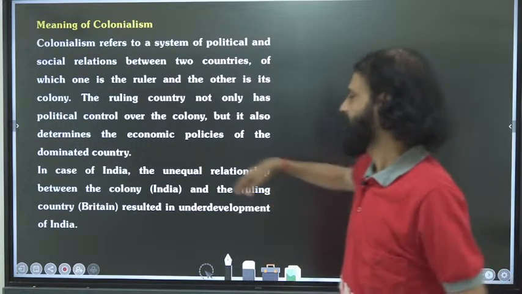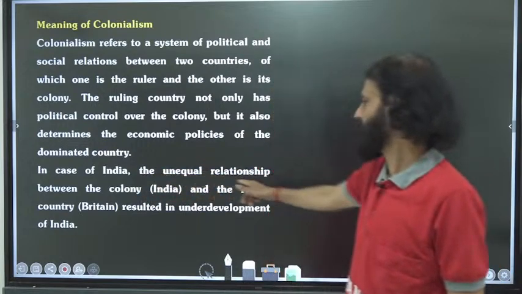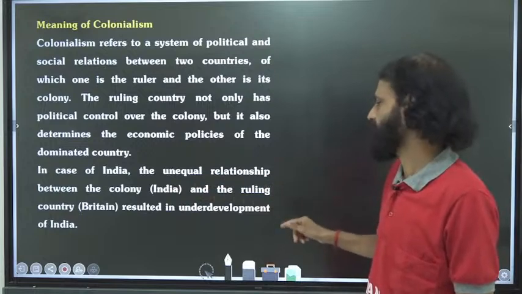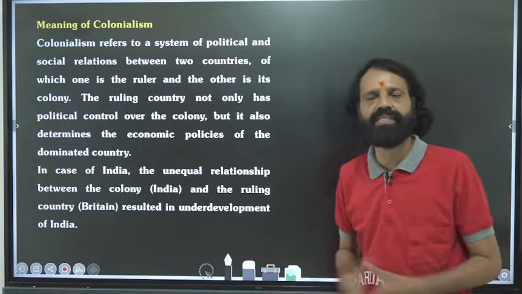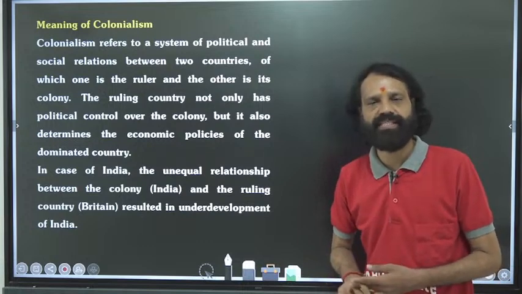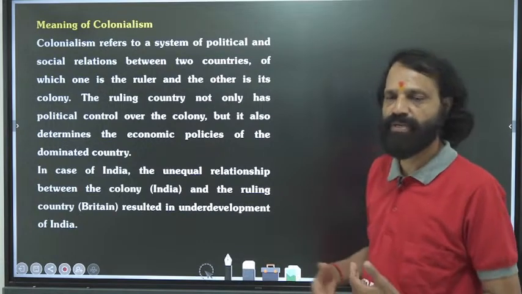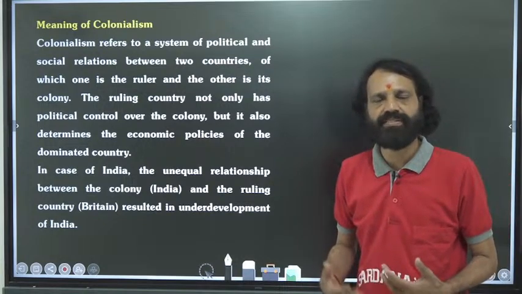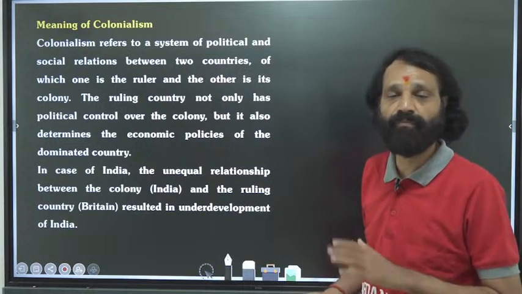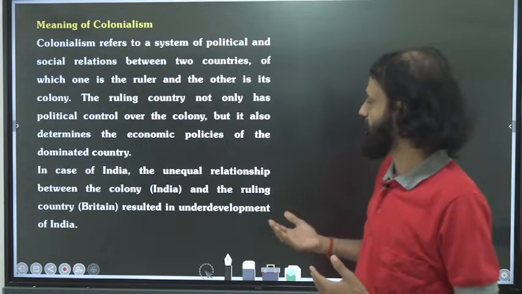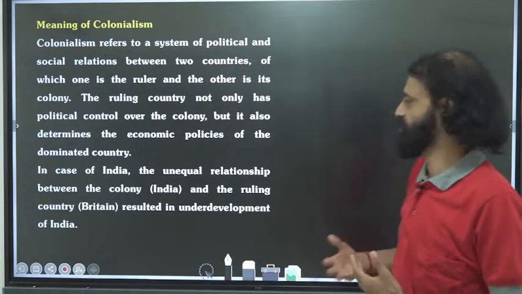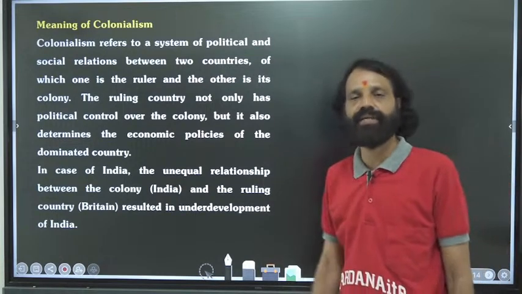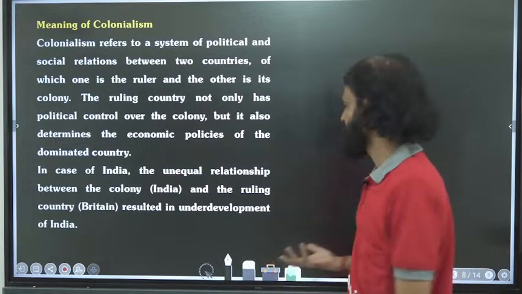So in the case of India, the unequal relationship between the colony and the ruling country resulted in the underdevelopment of India. What happened in India? Britain destroyed India's economy. They didn't implement any new strategies to develop India's economic base. They didn't introduce any new laws, but all their laws were actually degrading the Indian economy and its position.